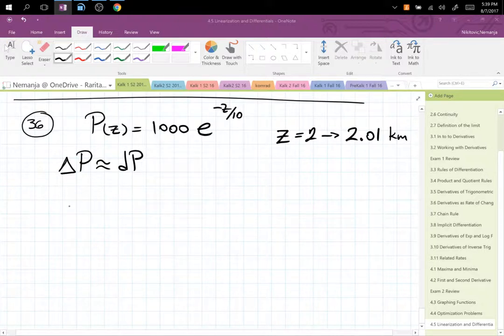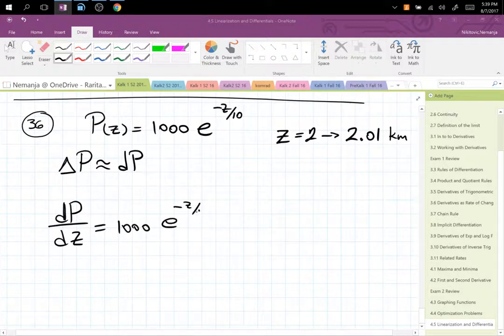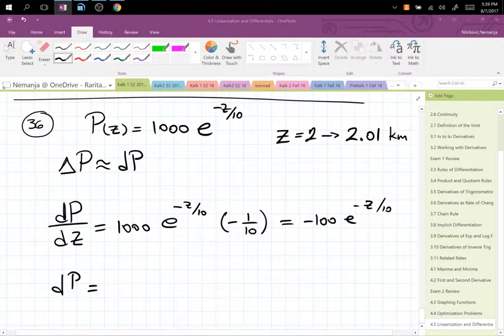So we start by figuring out the derivative. We have dP/dz, copy 1000, and then e to the negative z over 10 times the derivative of the exponent, which is negative 1 over 10, which gives us the derivative of negative 100 e to the negative z over 10. So dP is equal to negative 100 e to the negative z over 10 times dz.